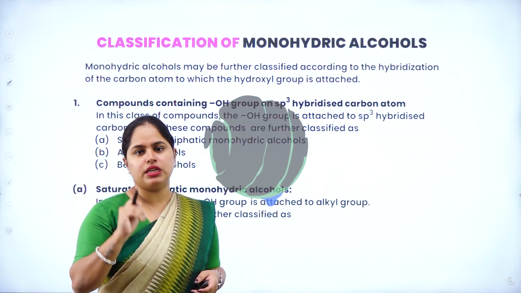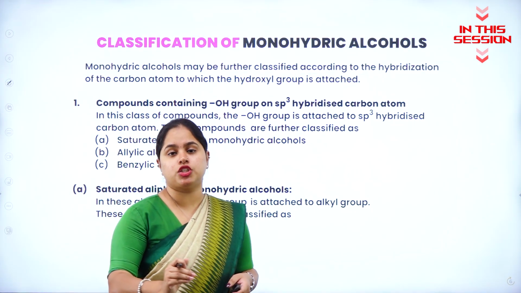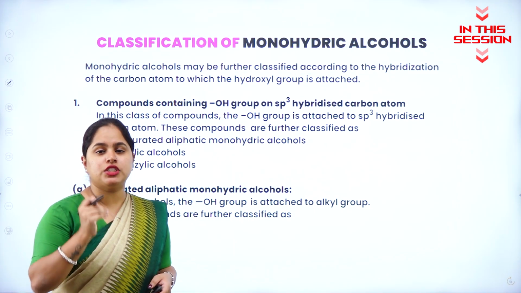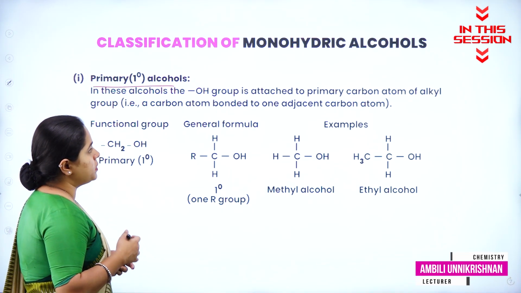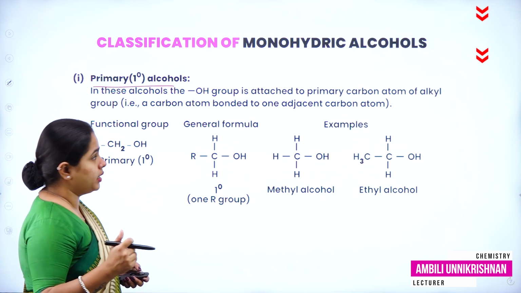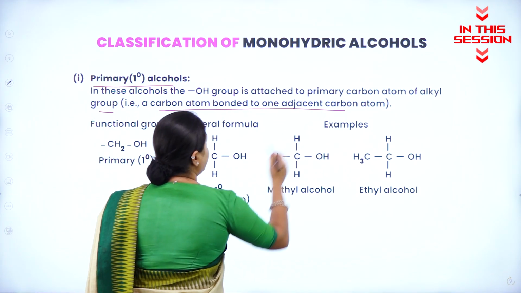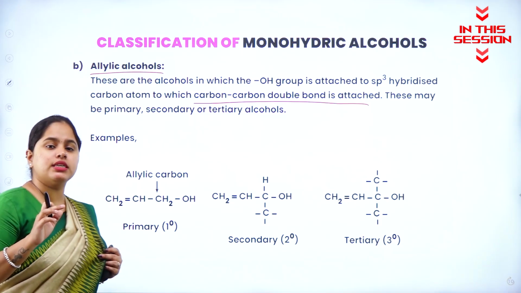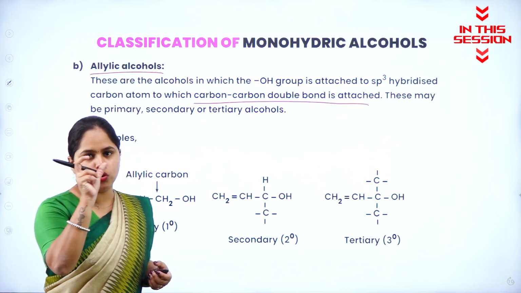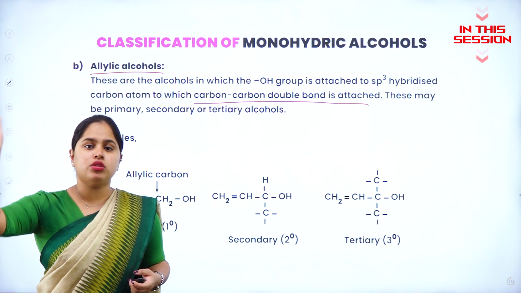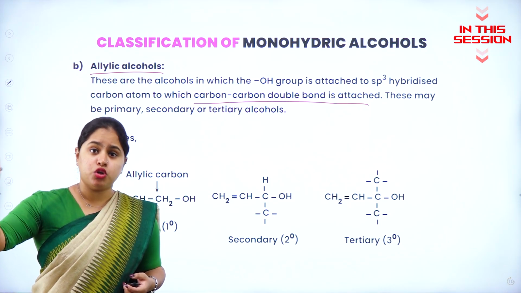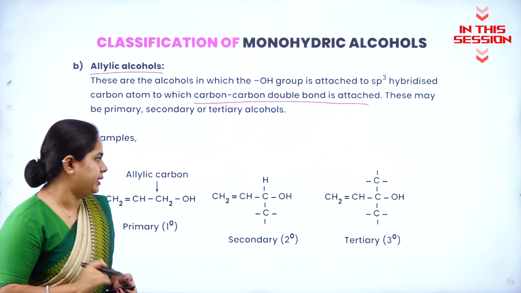This classification is based on the hybridization of the carbon atom to which the hydroxyl group is attached. In these alcohols, the hydroxyl group is attached to the primary carbon atom of the alkyl group, that is, a carbon atom bonded to one adjacent carbon atom. So what is an allylic group? That means you will have a double bond. Adjacent to that, you will have a carbon atom to which the alcohol will be attached.